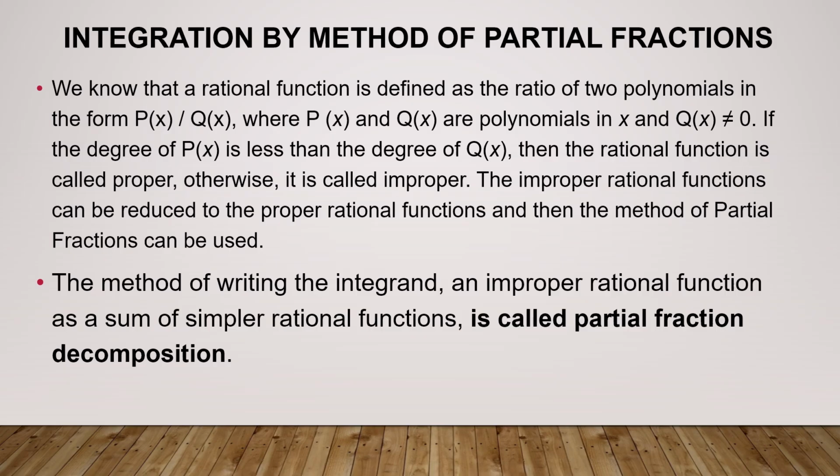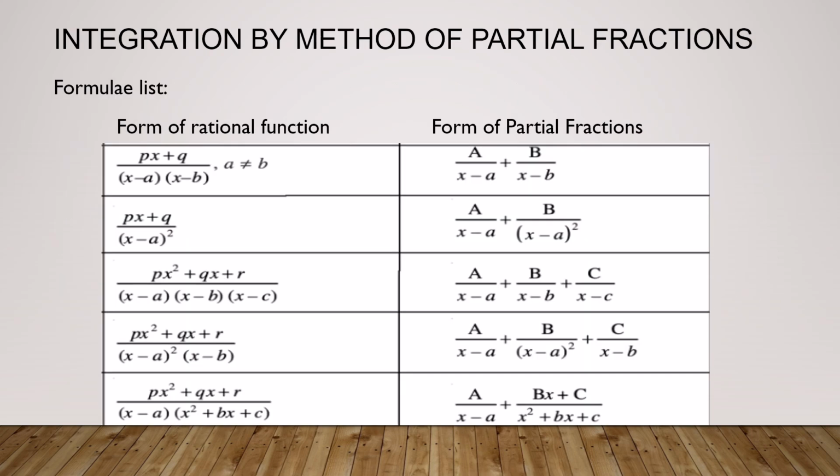So basically this method is used in which the integrand, which is a rational function, is written as a sum of simpler rational functions. So it is called partial fraction decomposition. It will be very clear as we take the examples. Now this is the list of formulae which you need to remember. Actually there is no need to remember them also. As you go on doing the examples, it will come naturally. So we will take examples for each of the cases to understand how the partial fractions are formed.